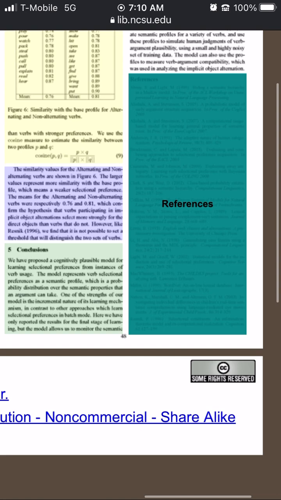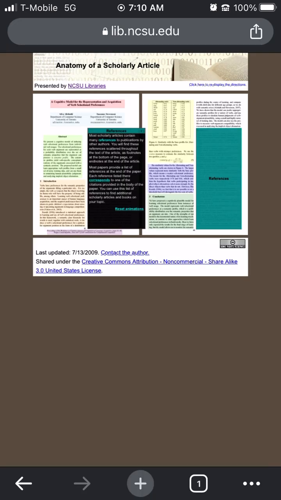All in all, I would give it a 7 out of 10. It does its job very well as an anatomy of a scholarly article.